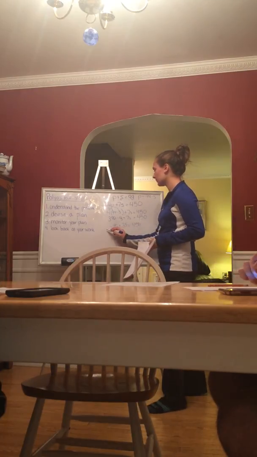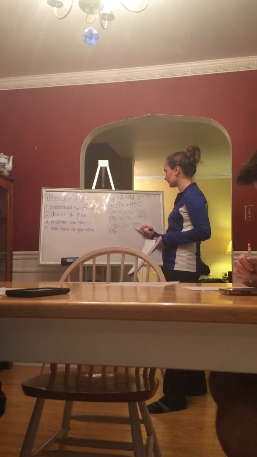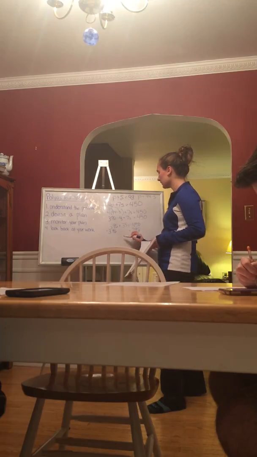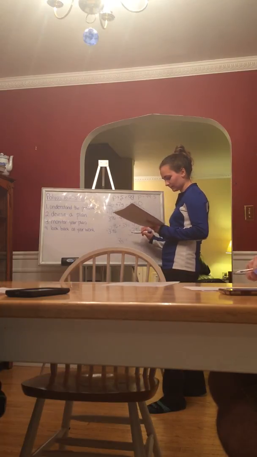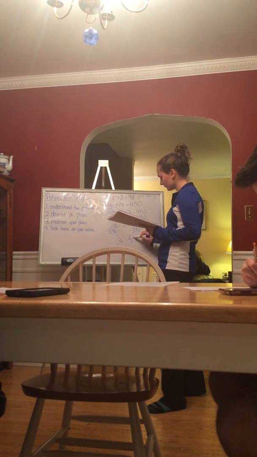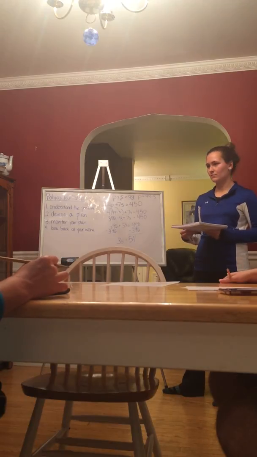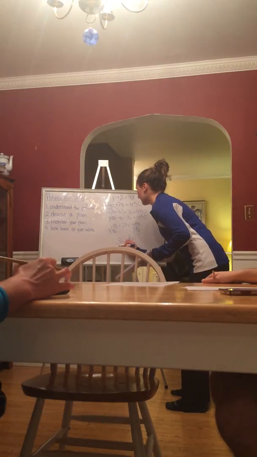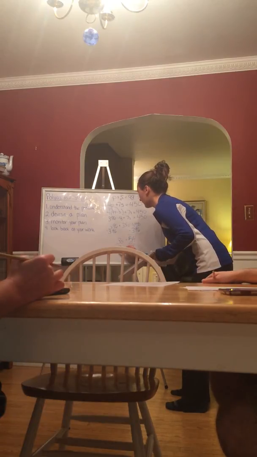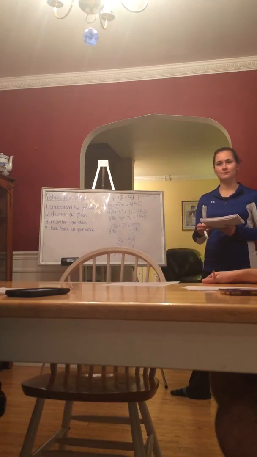Now we're going to subtract the 396 from both sides. And what we're left with is 3S equals 54. Who can tell me what happens next? Yes, divide 54 by 3. Good job. So we're going to divide both sides by 3. And what we're left with is S equals 18.